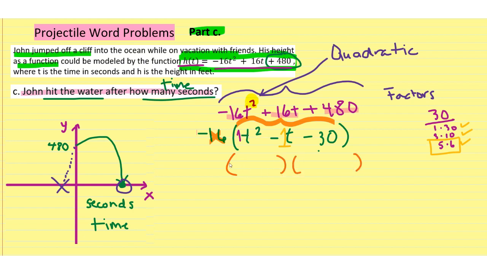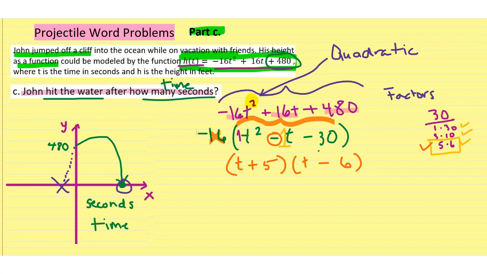I'm going to put my t squared. What's the square root of the t squared? It is a t, so we're going to put a t right there, a t right there. Then I'm going to put my chosen factor pair, 5 and 6 in there, and in order to get this -1, I'm going to have a -6 and a +5.